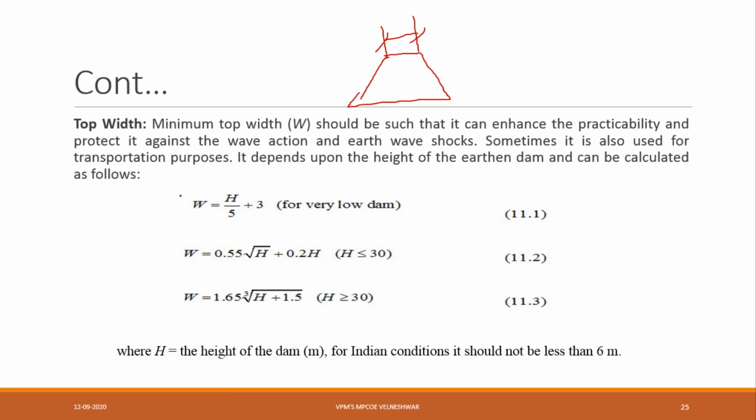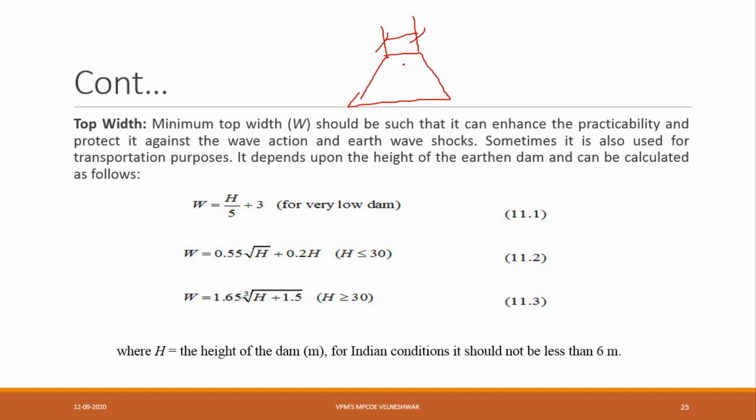Generally based on this top width only, we can control wind actions, wave actions, and earthquake shocks. If the top width is good, then we can control wave actions and earthquake shocks. Earthquake shocks means nothing but earthquake. Sometimes it is used for transportation purposes also. If you go and observe our Pimper dam, we use it to travel from one location to another.